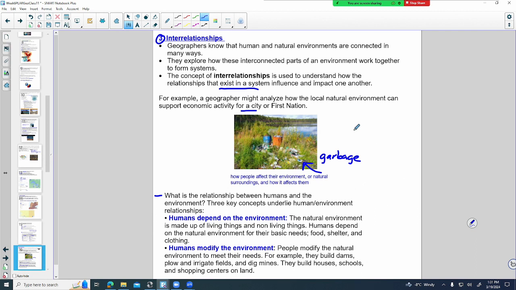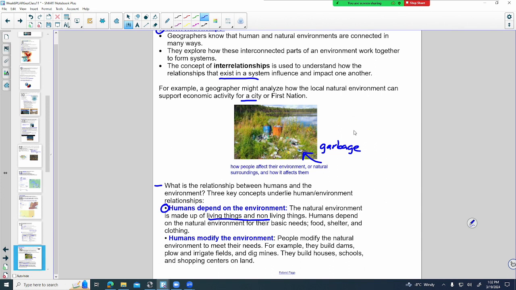So 3 key concepts that we want to look at in regards to the human and environment relationship. First is that humans depend on the environment. So the natural environment is made up of living things and non-living things. Humans depend on the natural environment for their basic needs, so food, shelter, and clothing. And then how do humans modify the environment? So modify means how do we change or alter it?